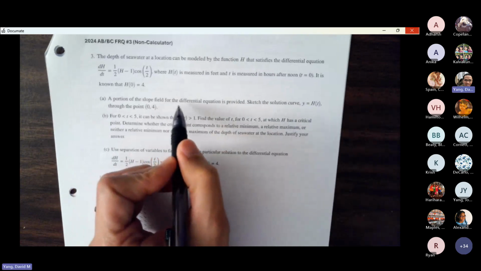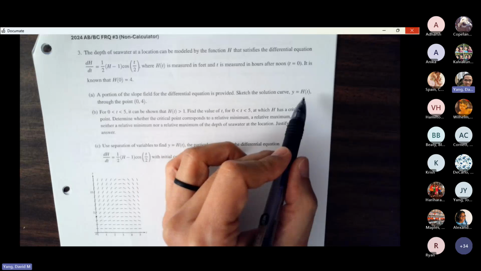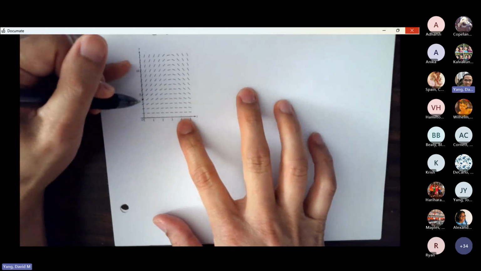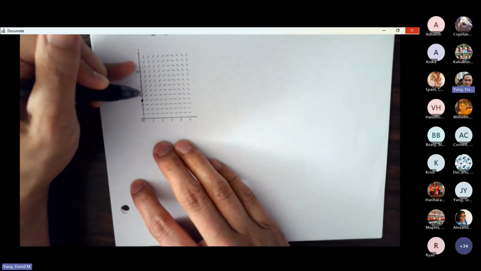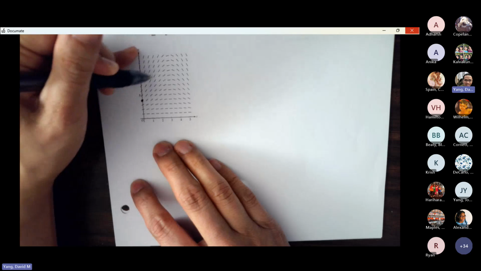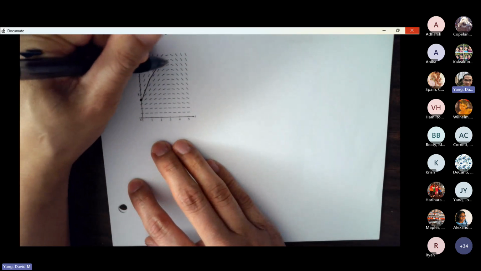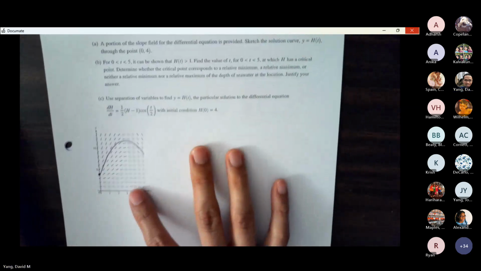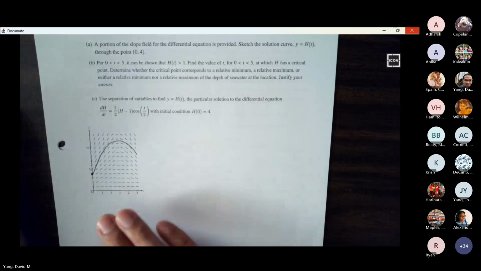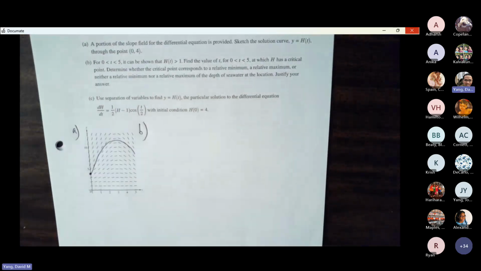Okay, a portion of the slope field for the differential equation is provided. Sketch the solution curve y equals h of t through the point (0, 4). So find the ordered pair (0, 4) on your slope field. And then here, this is easy. You're just tracing the graph along the flow that the slope field is providing you. So you're just following along the path of the slope field. That's it. Okay, so that's part A, just sketching that portion.